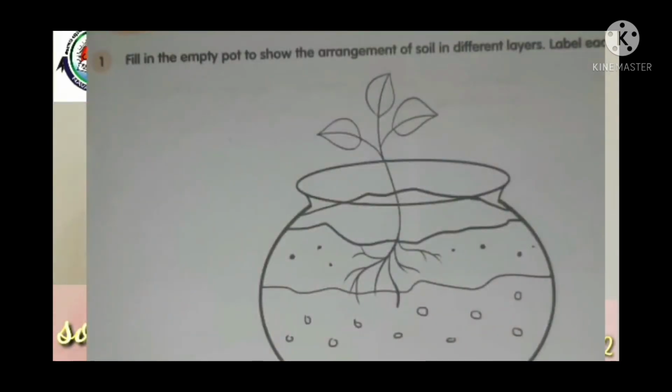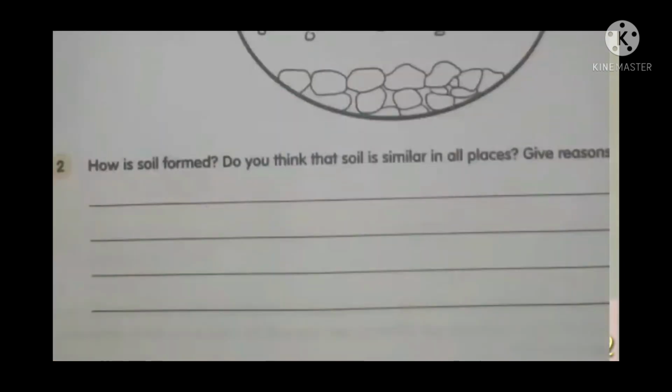Listen, layers of soil. First question, fill in the empty pot to show the arrangement of soil in different layers. Label each layer. Which is the first layer? Topsoil. Then the second one, subsoil. Third one, bedrock. Then second question, how is soil formed? Soil is formed by the breaking down of rocks.